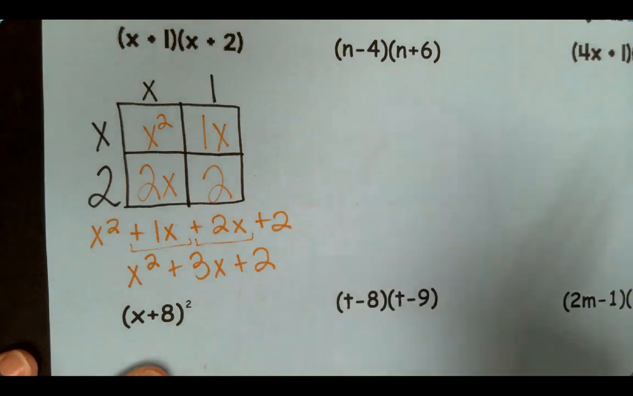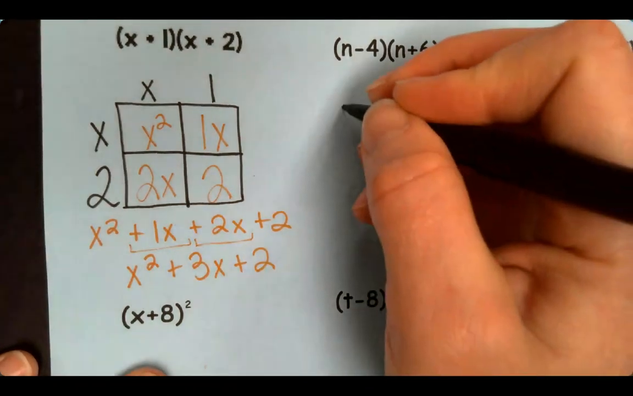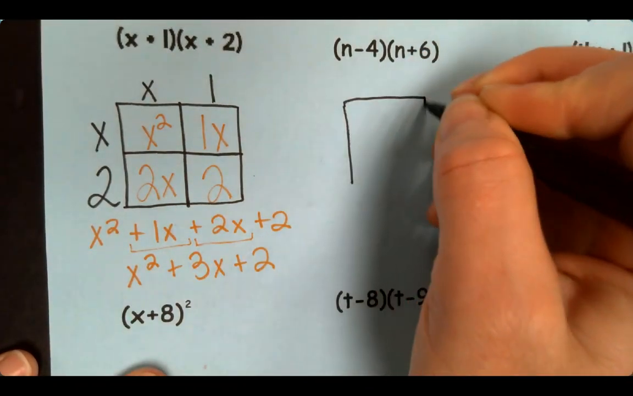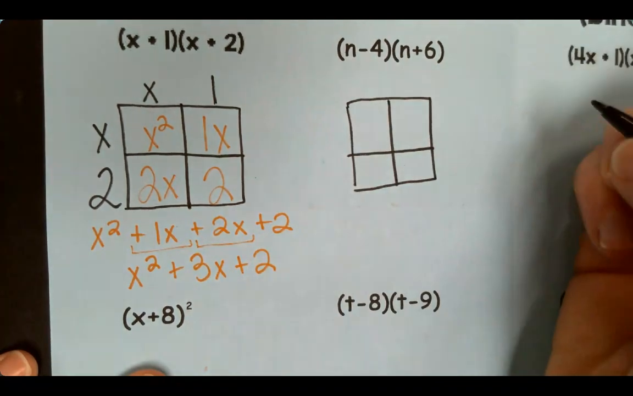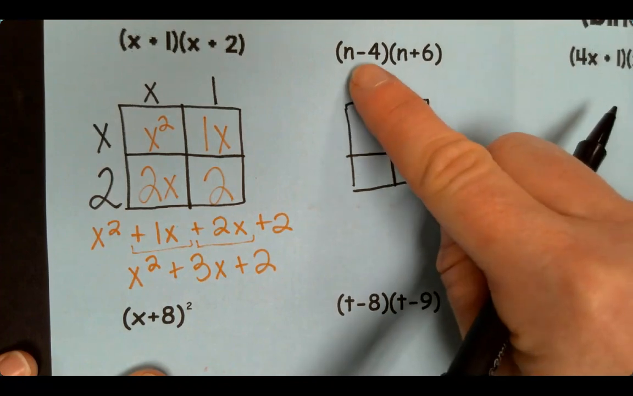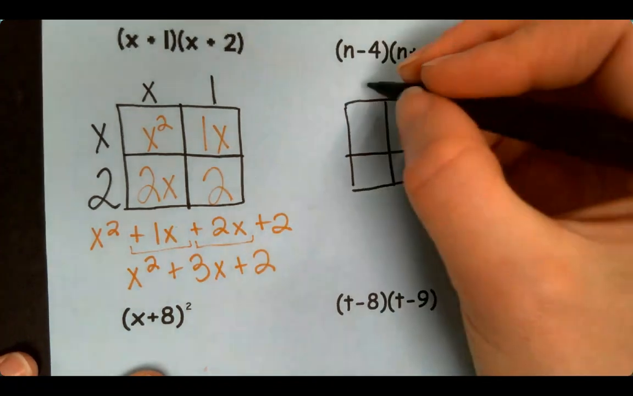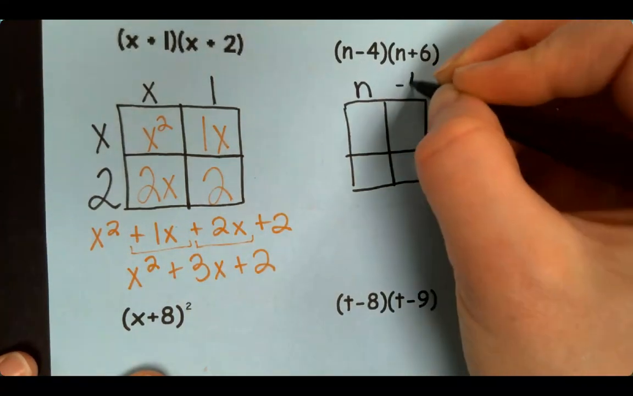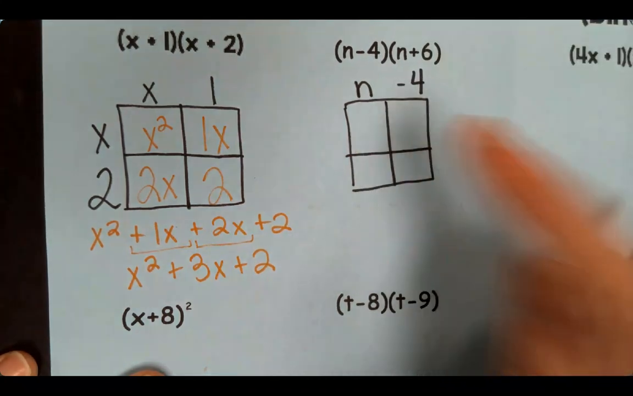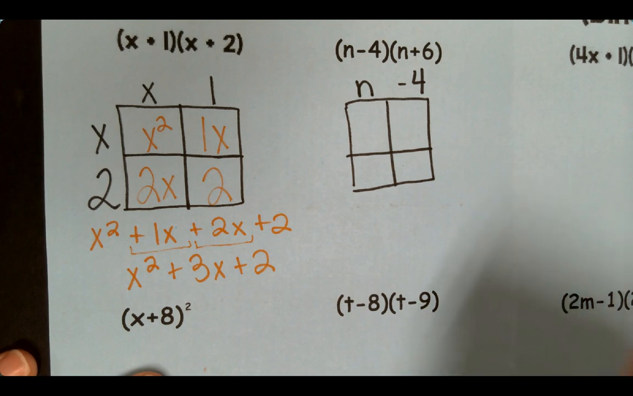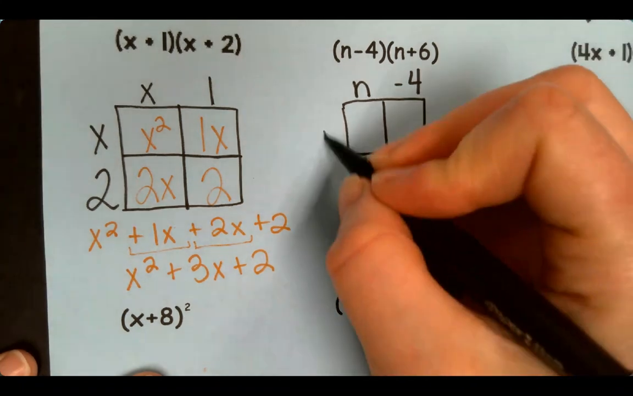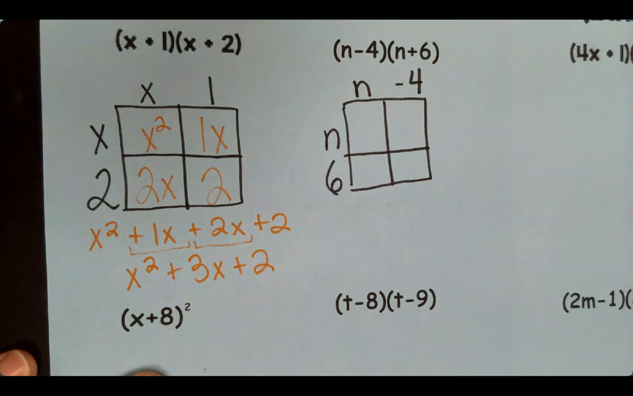This has n's, but it's still the same thing. So go ahead and draw your box. But this has a negative or a minus 4. So whenever I write this, I'm going to put negative 4. Or it really looks like n minus 4. So we don't put plus, but we do put a minus or a negative. Then this is going to be n plus 6.